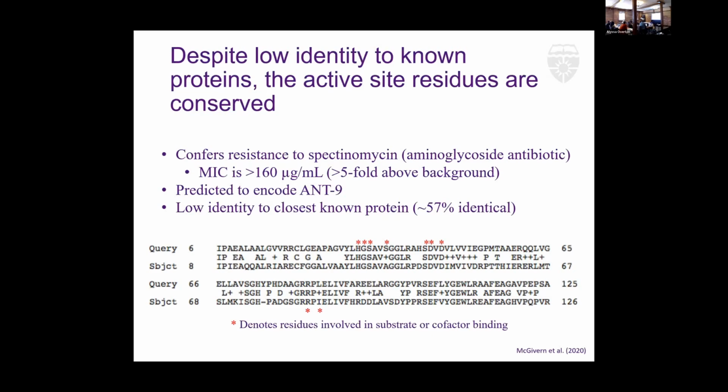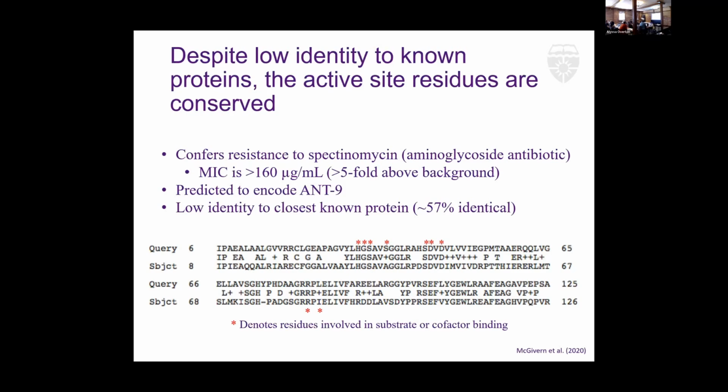The things denoted with red asterisks are those amino acid residues where we've got substrate or cofactor binding, the things involved in the biochemistry. And what you can see is that we're actually fairly well conserved in those regions. So while we've got overall a little bit lower sequence identity, perhaps there's some novelty there. If I think about it from a biochemical perspective, I don't know that we're catalyzing any new chemistry there.